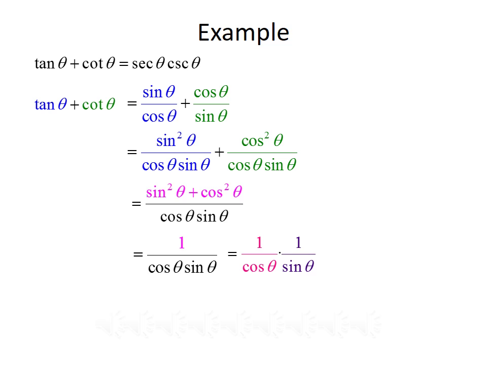Using the properties of multiplication and division, we can split that up to be 1 over cosine theta times 1 over sine theta. And if we rewrite that using the reciprocal identity, we know 1 over cosine is secant, and 1 over sine is cosecant, so we get secant theta cosecant theta. And so we've proved that tangent of theta plus cotangent theta equals secant theta cosecant theta.